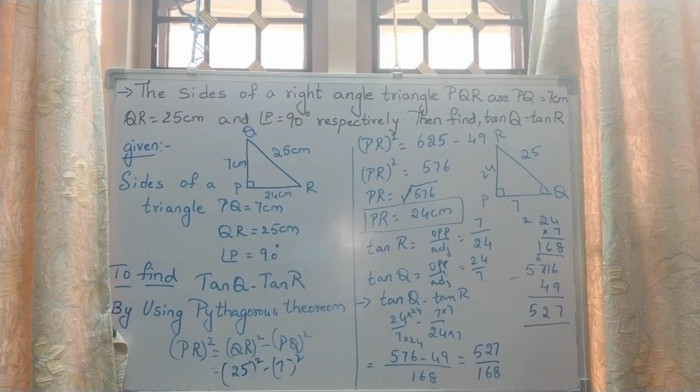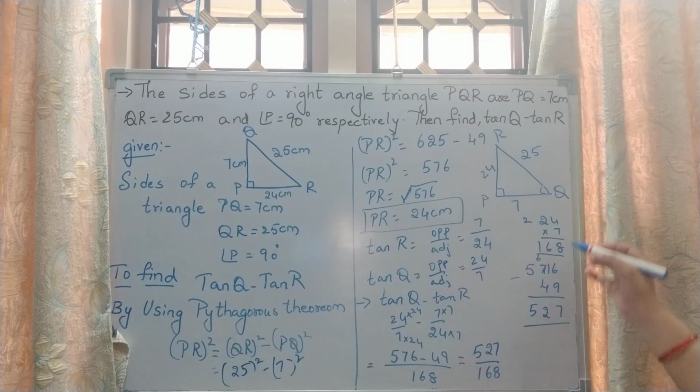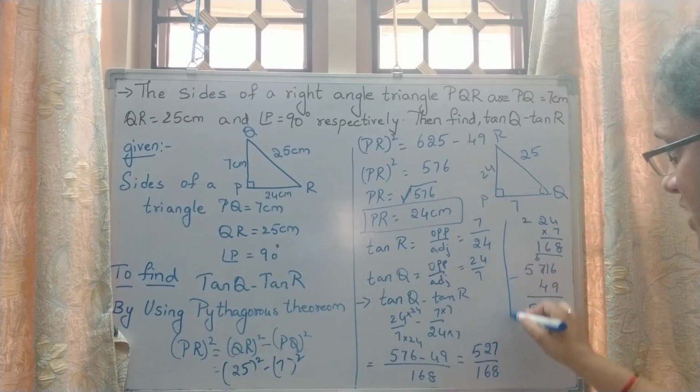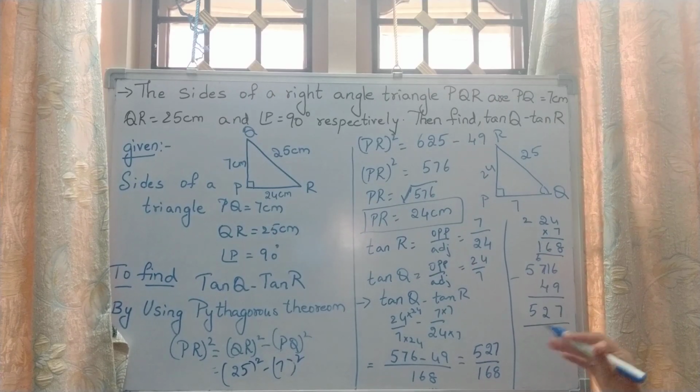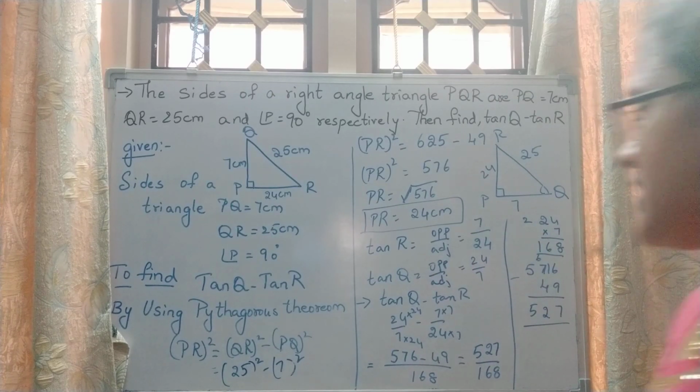527 by 168. Okay. Is that clear, children? Now, see here. When you are doing calculations, please do them in the rough column. Don't calculate them into this one. Okay. Is that clear, children?